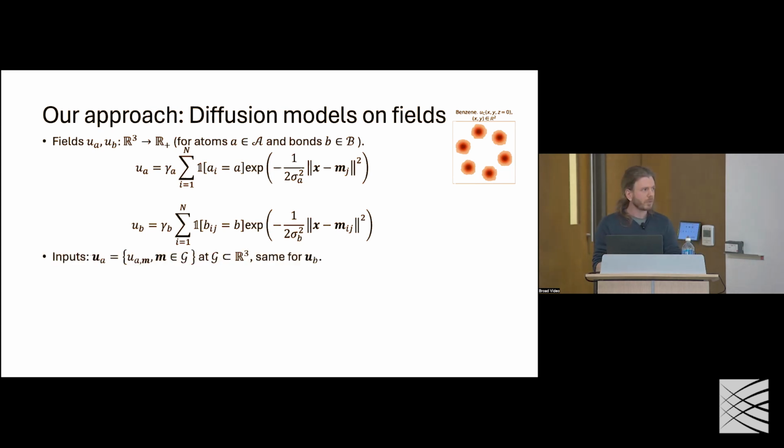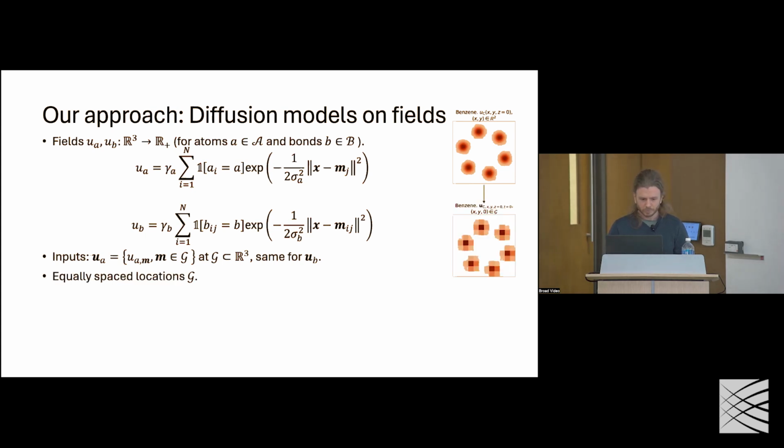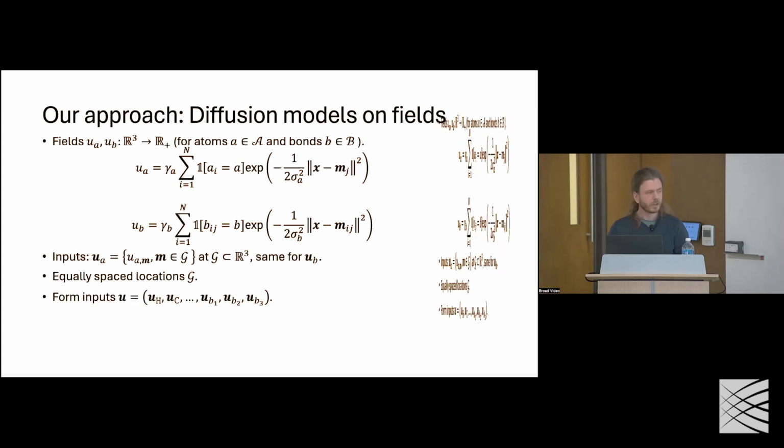We form our inputs by evaluating these fields at specific locations G, and we do this for both the atom and bond fields. And we select equally spaced locations G, therefore creating fields like this image. And then, yes, so the final input representation is the concatenated evaluated fields for every atom channel and every covalent bond channel.